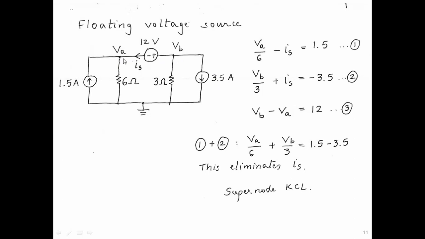So at the node VA, we'll say VA by 6, and then we'll call this current Is. So you say VA by 6 minus Is minus 1.5 equal to 0. So we get this equation. At this node, we'll get VB by 3 plus Is equal to minus 3.5. And the third equation is this. If there is a voltage source connected between two nodes, then we say VB minus VA is 12 volts. That is a known quantity.